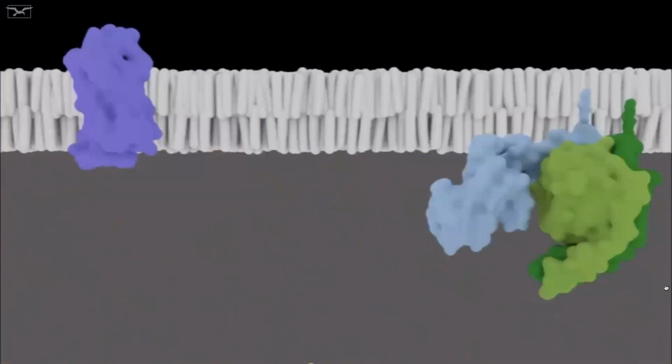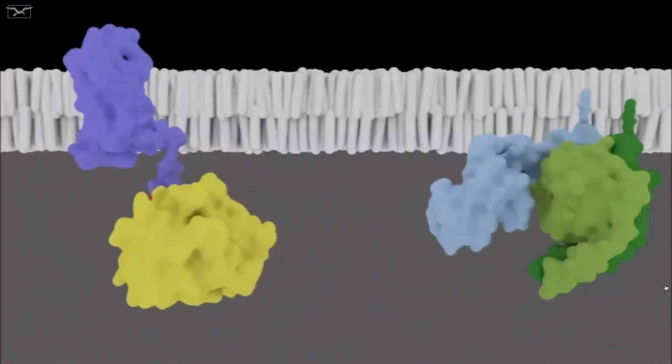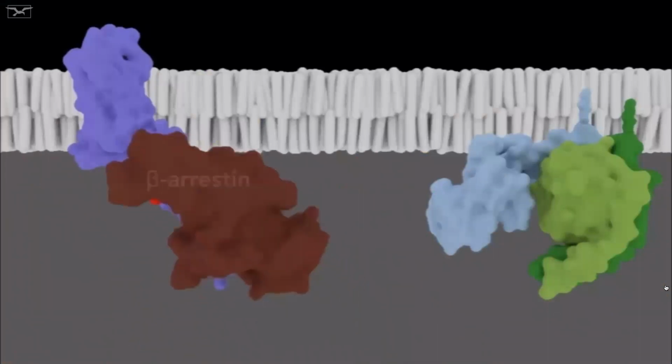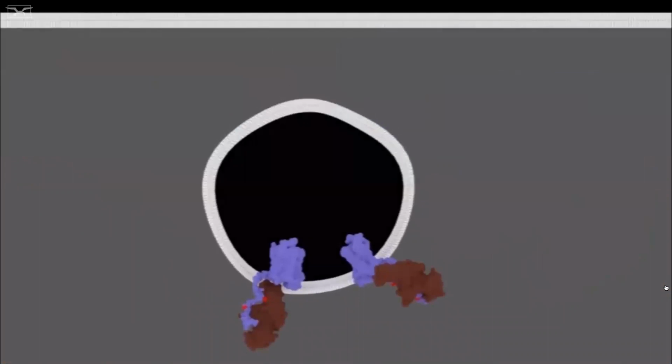One of the substrates for protein kinase A is the cytoplasmic tail of the beta-2 adrenergic receptor. The phosphorylation of the GPCR by protein kinase A and other regulatory kinases provides a docking site for beta-arrestin, a protein that results in downregulation of GPCR signaling and endocytosis of the receptor.